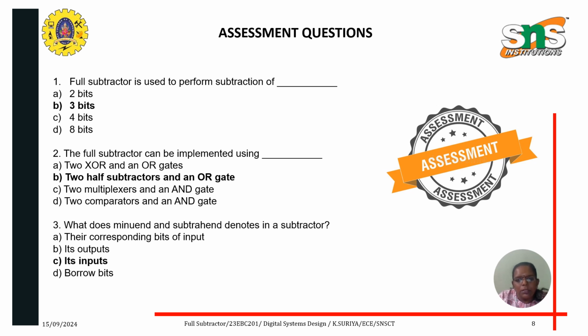The next question is, what does minuend and subtrahend denote in a subtractor? The options are their corresponding bits of input, its outputs, its inputs and borrow bits. Yes, the answer is the minuend and subtrahend represent the inputs.